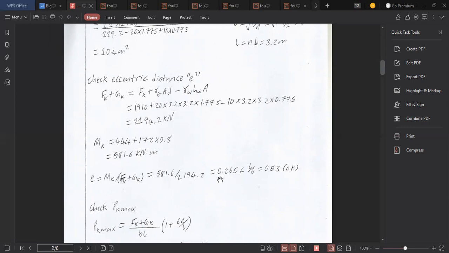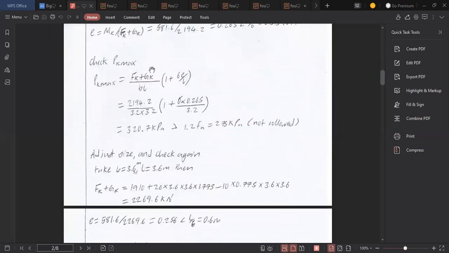The eccentricity should be less than your distance, the L, whatever you've chosen to be your distance, over 6. So if it meets that, then it's met the first requirement. You check now against PK max.